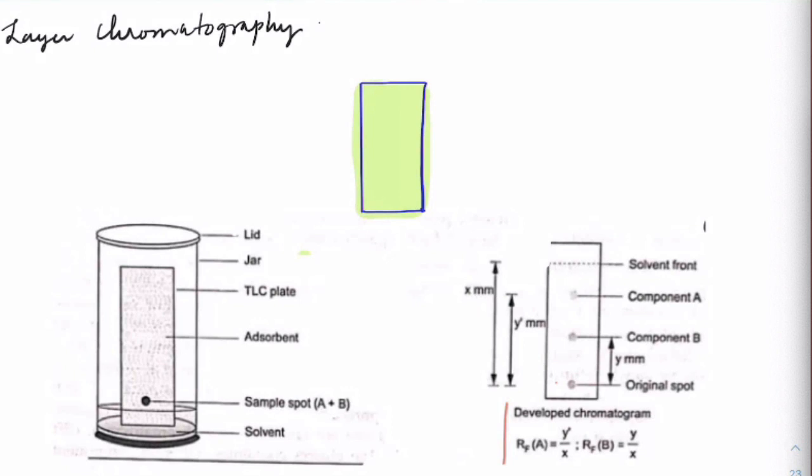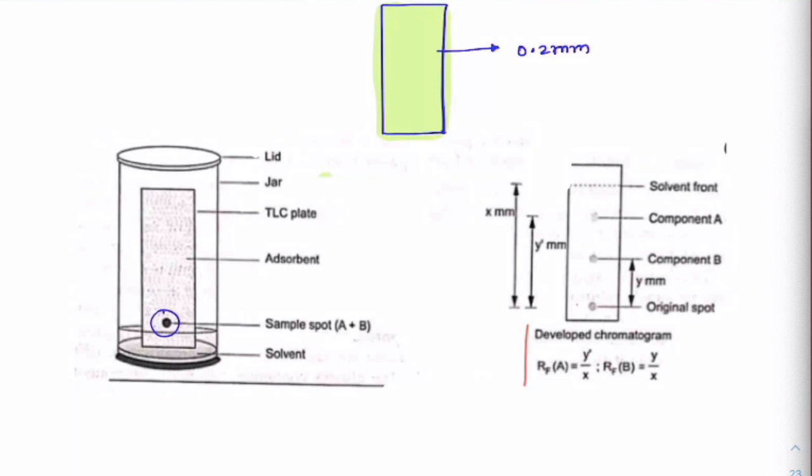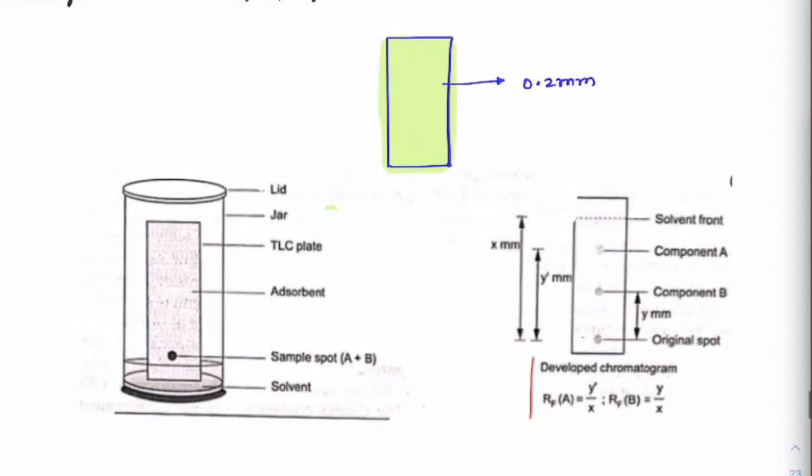First, we will let this dry. The thickness which I maintain usually would be 0.2 mm. So this would have a layer of silica gel of thickness 0.2 mm. Now it is dried, and then what we will do is take the solution of the mixture, correct? So we will take that mixture as a sample, and we place that sample somewhere here.